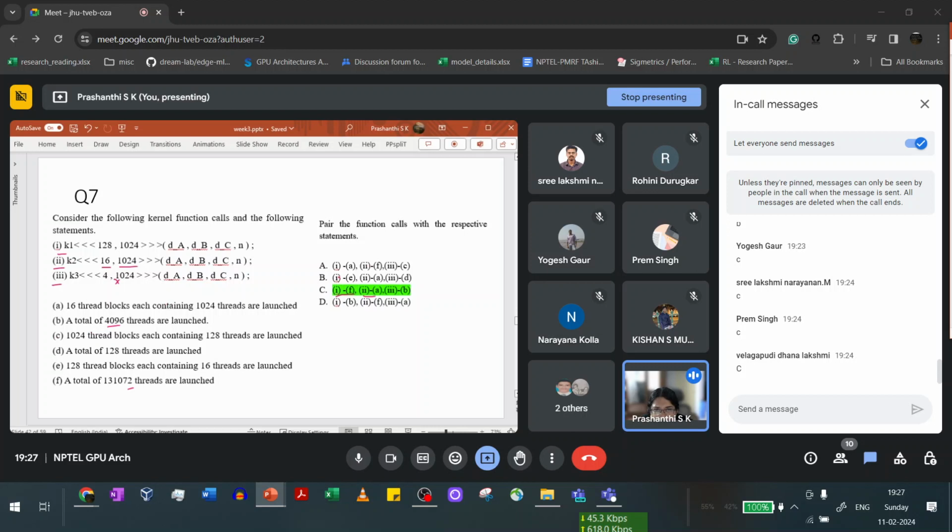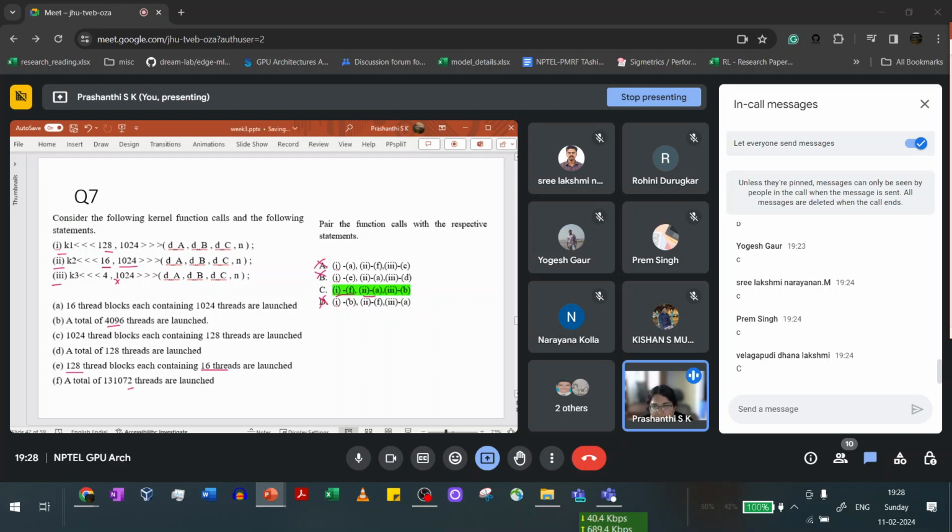So we can take a look at some of these to see what's wrong. So 1 with A, it says 16 thread blocks, which itself is wrong because this is 128. So it's easy to rule out this one. Other one says 1E, which says 128 thread blocks, which matches, but each containing 16 threads. So that's also wrong. It's easy to eliminate this one. Then the final one says 1B. So that B says total of 4096. But you'll obviously see that 1024 into 4 itself is 4096. So 1024 into 128 is a lot more than 4096. So this is also wrong.